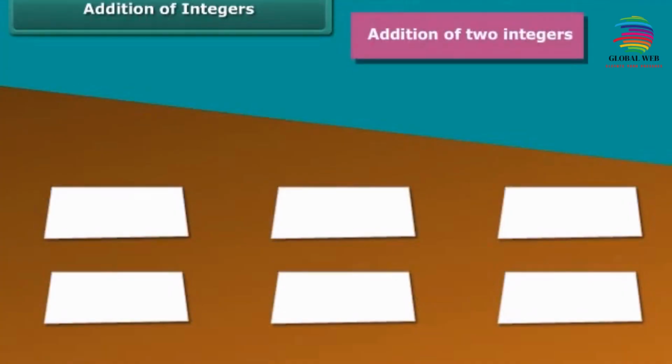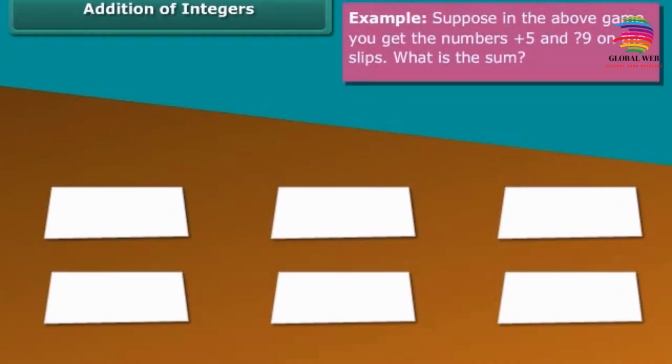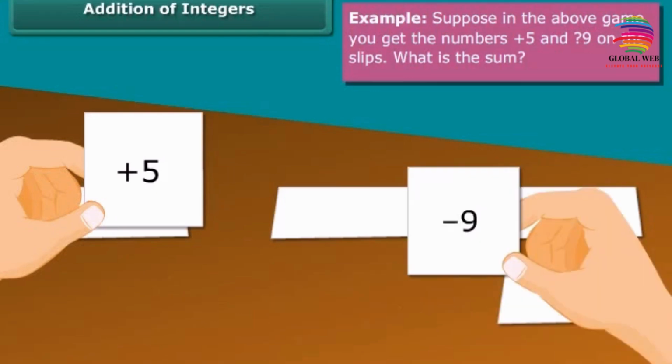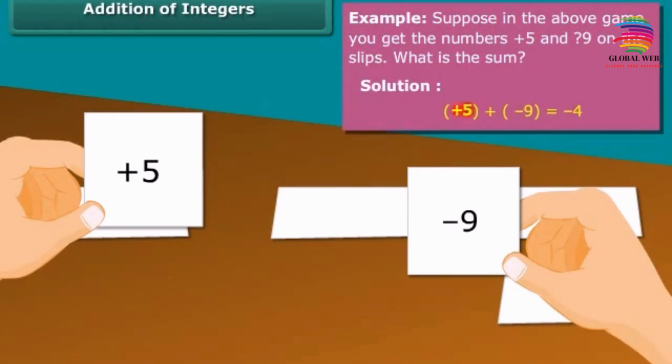Addition of two integers. Example. Suppose in the above game you get the numbers +5 and -9 on the slips. What is the sum? +5 plus (-9) is equal to -4.